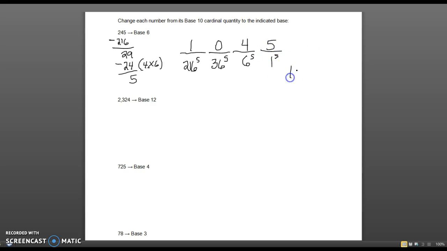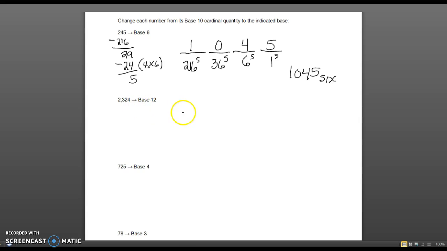So my answer is 1045, and that is base 6. So I encourage you to pause, try the next one, try the whole sheet, but see if you can get going on these on your own.